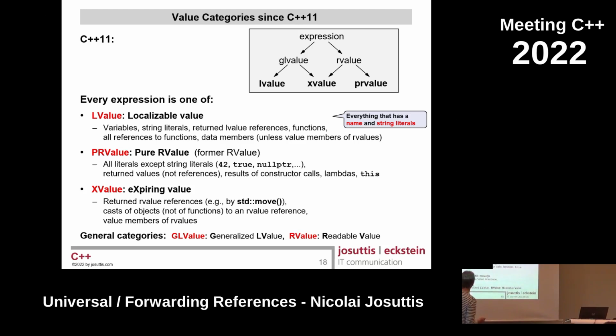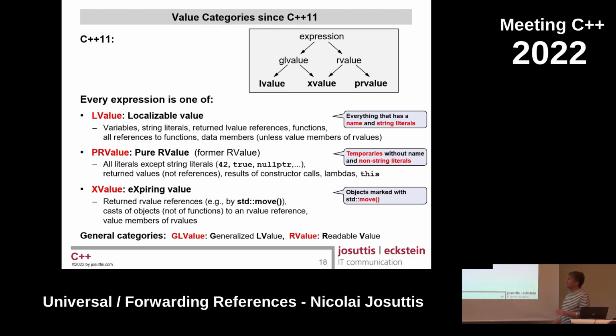So then the next category is pure R values. That's everything else we had before move semantics. We called them R values. They are still R values, but now they have a special category. So any other literal and those objects that don't have a name, temporary objects that don't have a name. And then we have this special category X value, which means usually objects marked with move. And move is just a static cast to an R value reference. So you can instead do the static cast to an R value reference, and that also has such a category.